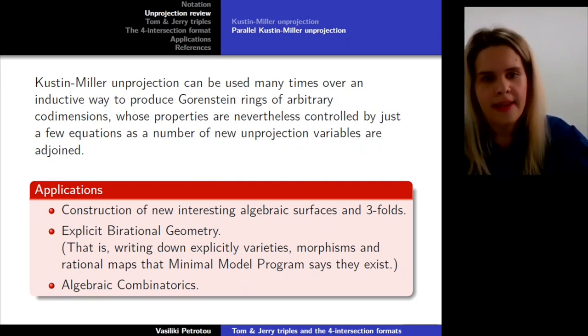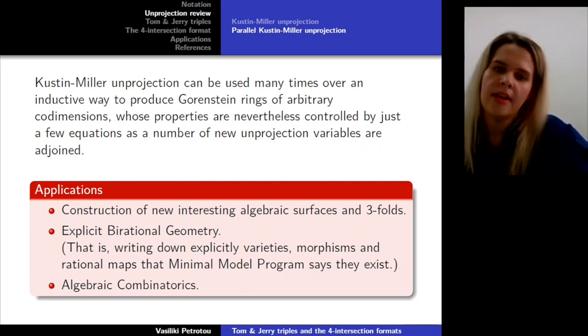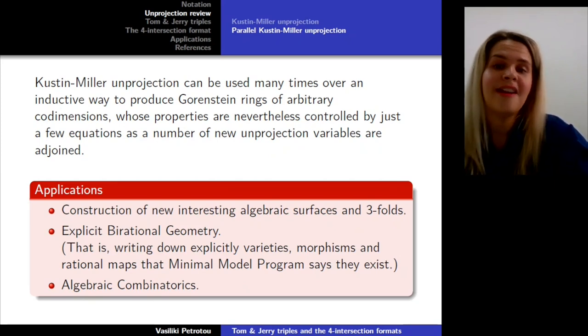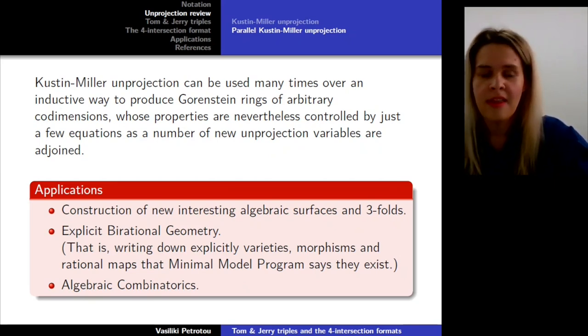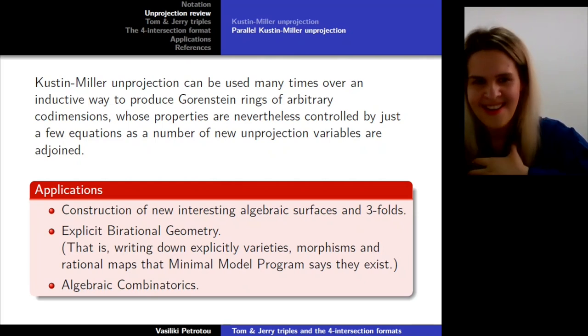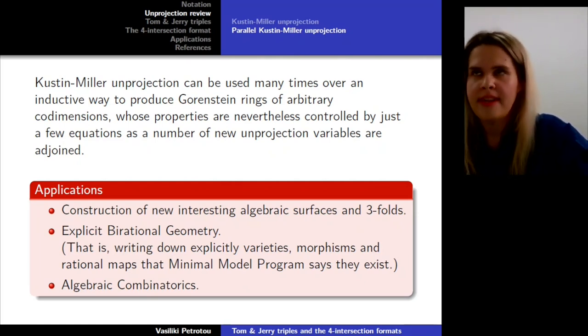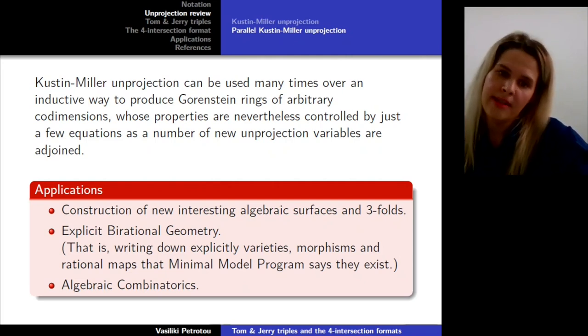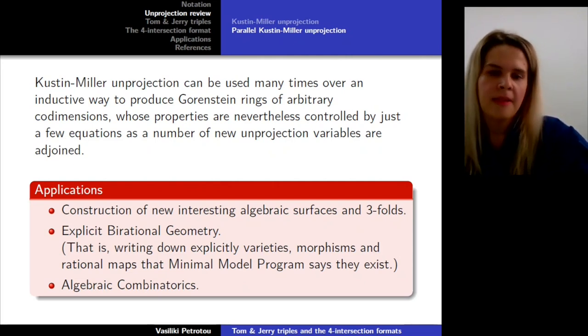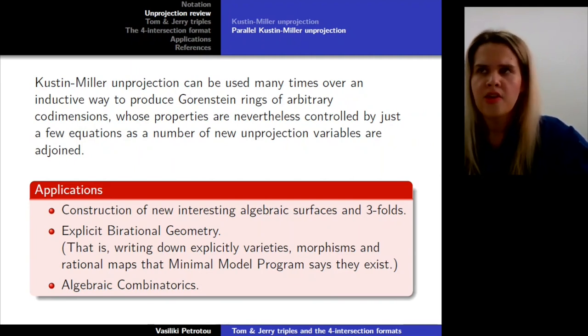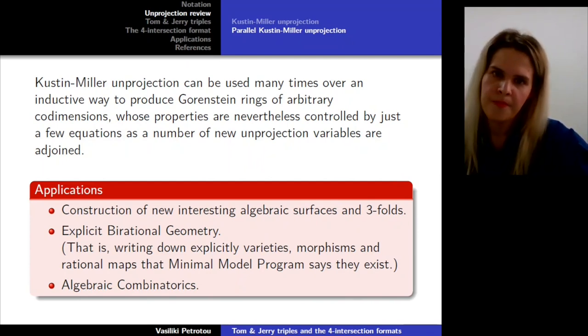It finds many applications in the construction of some new interesting algebraic surfaces and threefolds. This is how I use it, in explicit birational geometry, in the sense that we can write down explicitly morphisms and rational maps that the minimal model program says they exist. And it also found some applications in algebraic combinatorics.